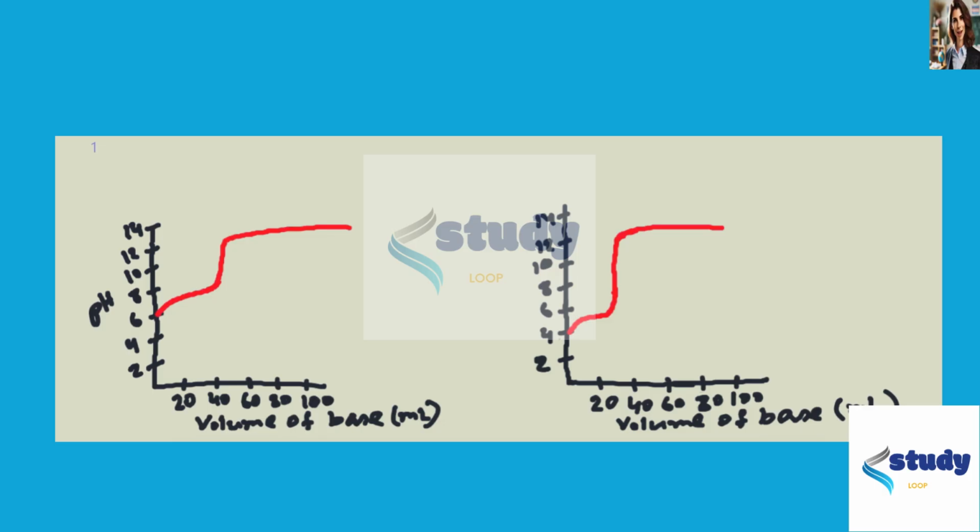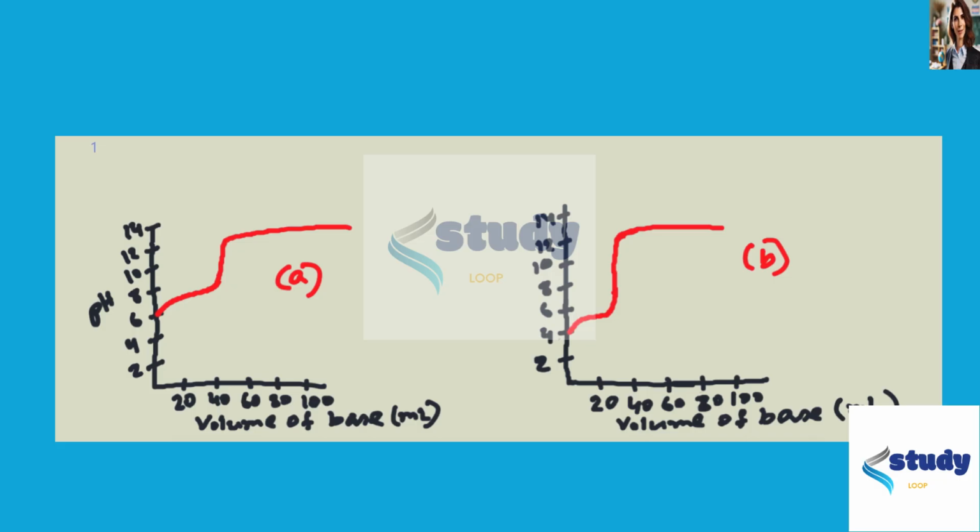So in this problem, we are given two titration curves of two weak acids titrated by a strong base, and we have to answer two questions here. First one is, which acid is more concentrated among these two titration curves? So if this is our titration curve A and this is our titration curve B, we will have to look at the equivalence point of each titration curve to answer this question.